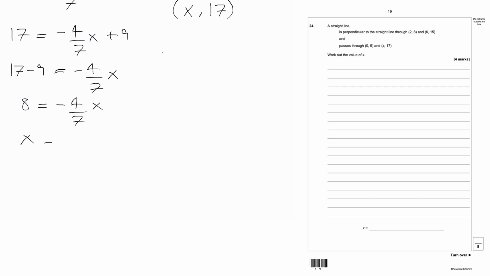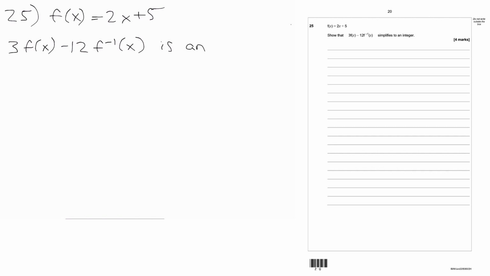Hence, x equals 8 times 7 over minus 4. So 8 times 7 is 56. We can take this negative outside. So it's going to equal minus 56 over 4, which is minus 14.